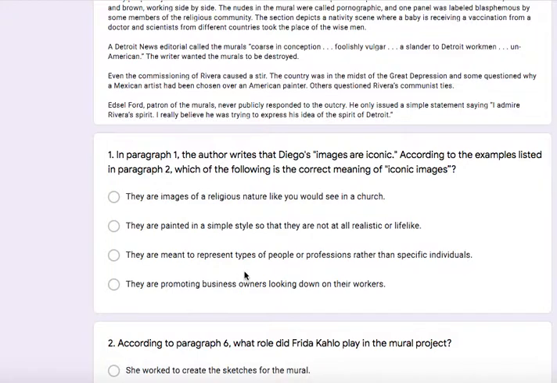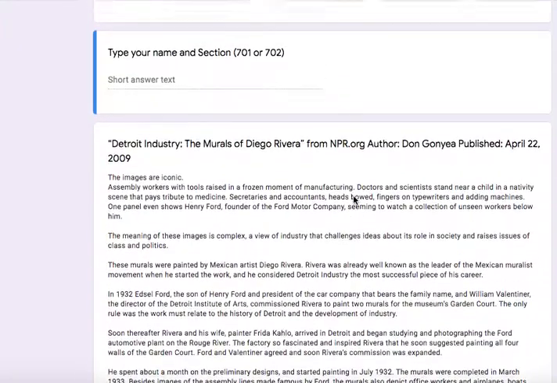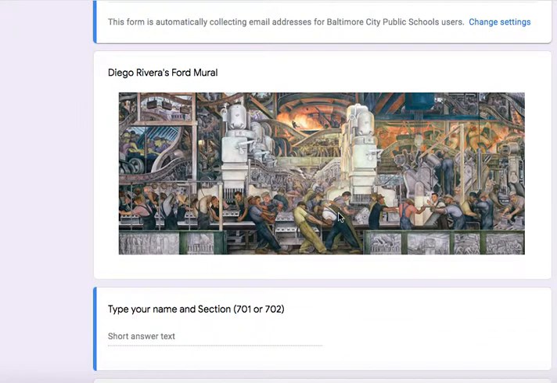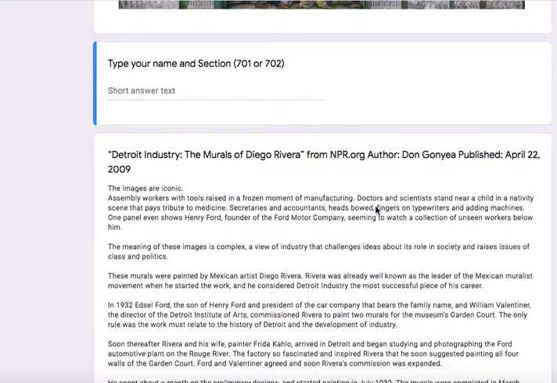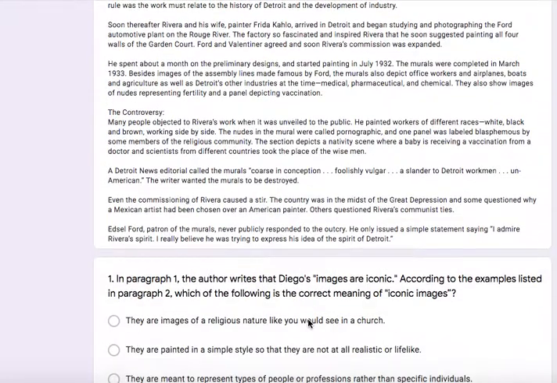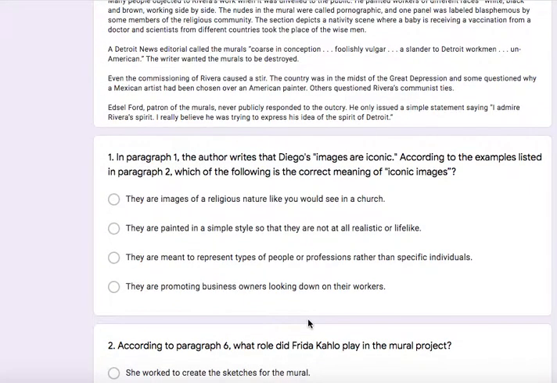C: They are meant to represent types of people or professions rather than specific individuals. Okay, so again, I have my picture up here. These are definitely workers. Then in my first sentence, I have doctors and scientists. Those are also types of vocations or jobs. Then I have secretaries and accountants. So those seem very general to me. So I'm thinking maybe C could be correct, but I'm going to check D just in case.